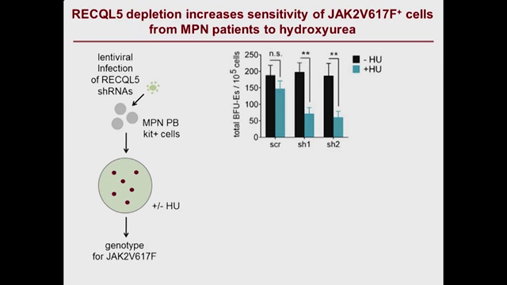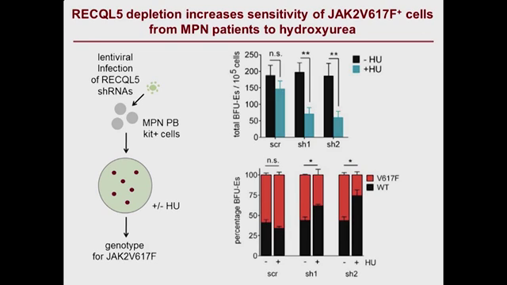And then if you deconvolute which cells are really contributing to this inhibition of growth, it's really primarily the V617F cells. So in primary samples, we also see this preferential sensitivity of the VF cells to RECQL5 knockdown in the context of hydroxyurea treatment. So then we went on to try to understand this mechanistically.